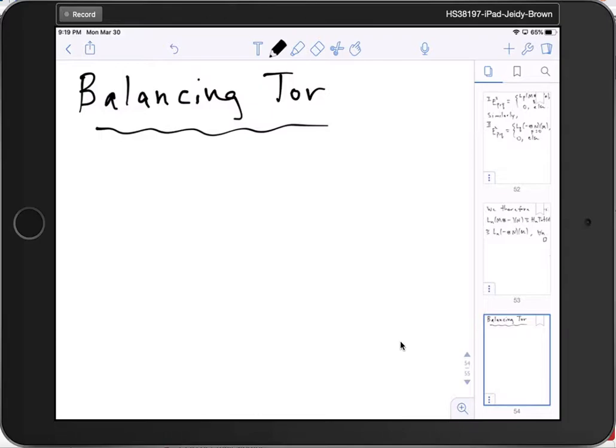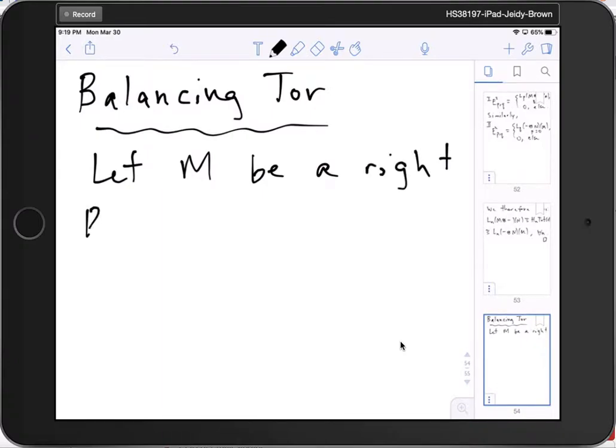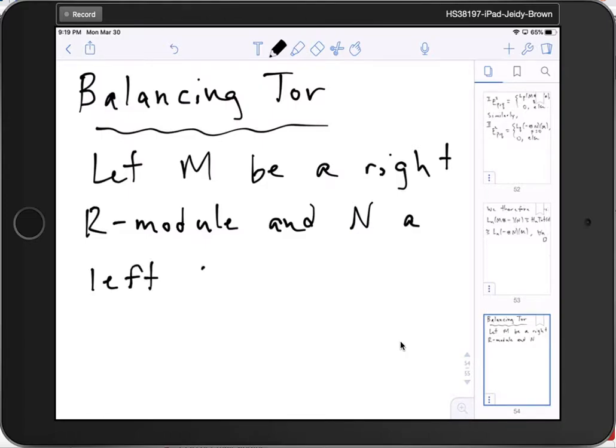So anyway, let's get back into balancing Tor. I'll pick right up where we left off last time. So let M be a right R-module, R any ring, and N a left R-module. Then the statement of balancing Tor is the following.